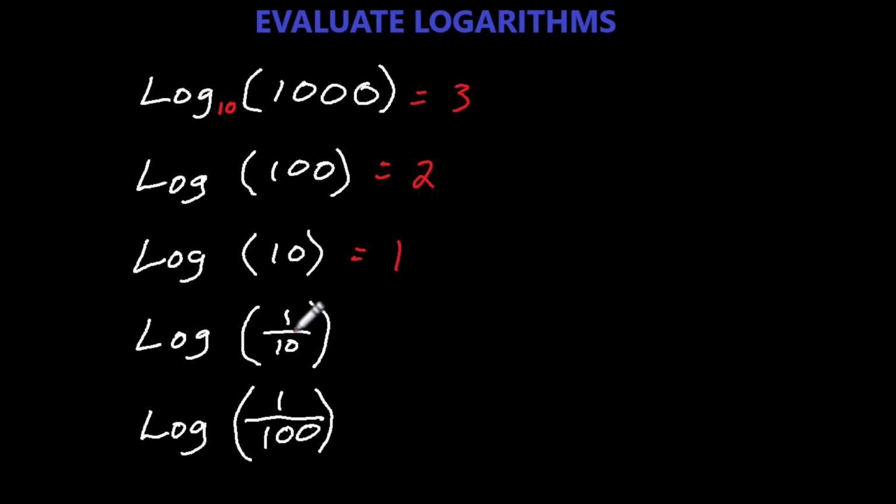And then something happens here. This is 1 over, so this becomes minus 1. So 10 to the minus 1 power is 1 over 10. And then this one is negative, and it's 1 over 10 squared, which is minus 2 power.